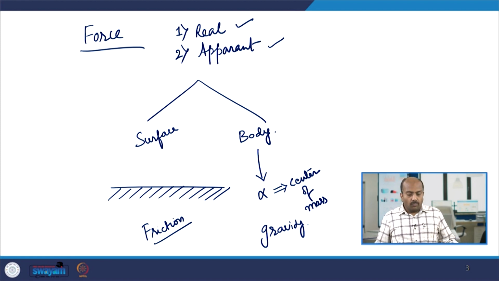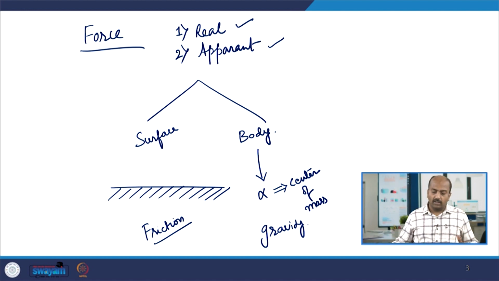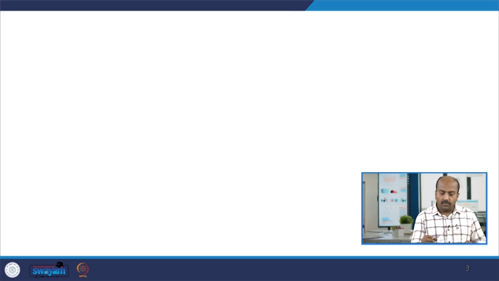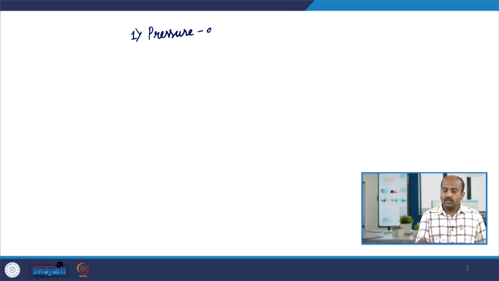Now, what I am going to do is write the names of those forces which are relevant for moving the atmosphere from one point to another point, right. What are the forces? One, the most important force is called the pressure gradient force, which is also called the PGF. Then we have gravity.